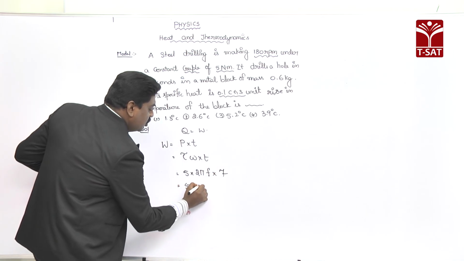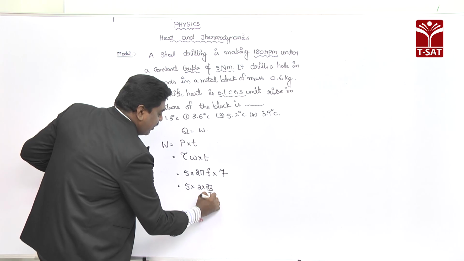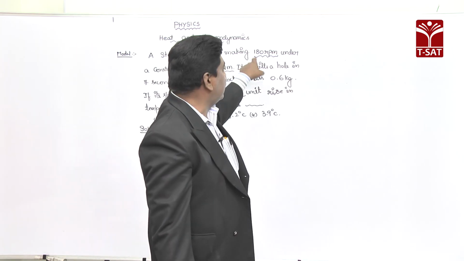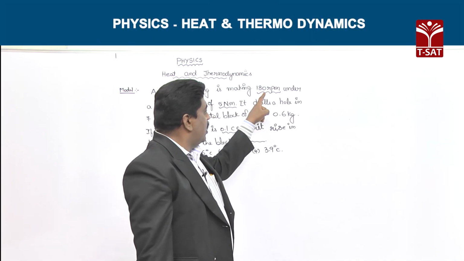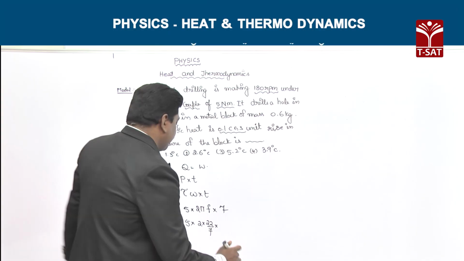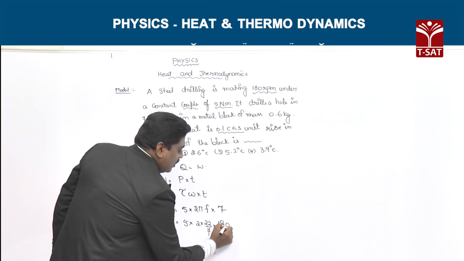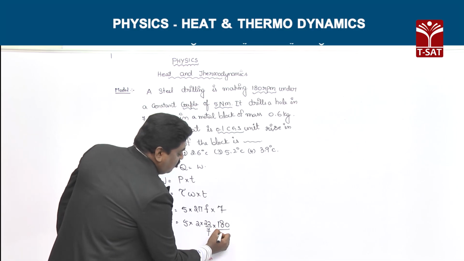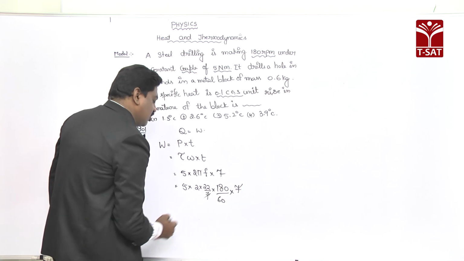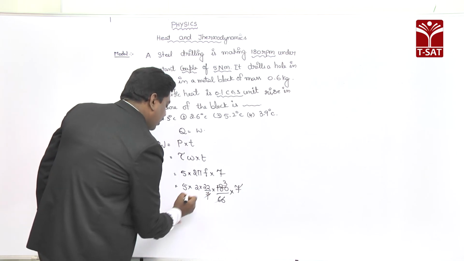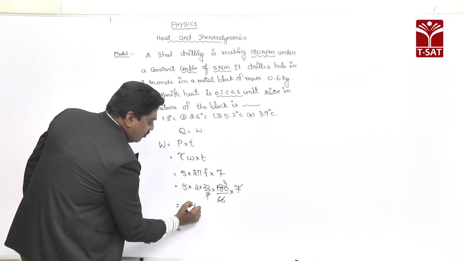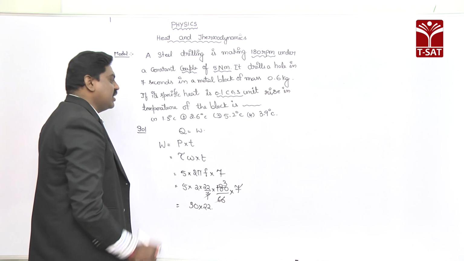So 5 into 2 into 22 by 7 into the frequency. For frequency we are given the information as 180 RPM. Here rotations per minute is converted into rotations per second. For that purpose, we divide the RPM by 60. So 180 by 60 into 7 it is. 7 gets cancelled off and 60 goes 3 times, and we remain with 5 2s are 10, 3s are 30. 30 into 22 is the work done.